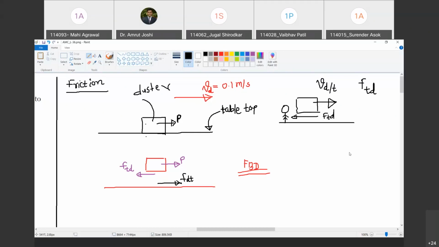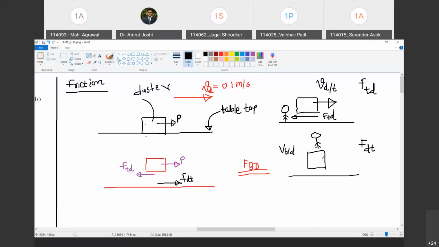Now let me ask you, what is the frictional force exerted by the object on the table? Are you with me? Yes, sir. So where should I make the observer sit? Sir, on the object. Yes, so it is the frictional force applied by the duster on the table. I am looking at its direction. I will make the observer sit on the duster. Happy? Yes, sir. And now, what is the relative velocity of the table with reference to the duster?